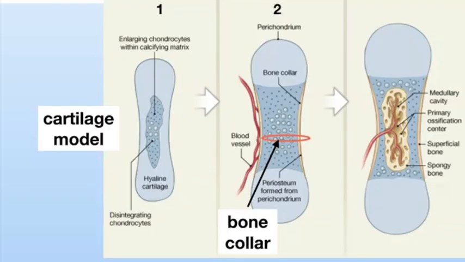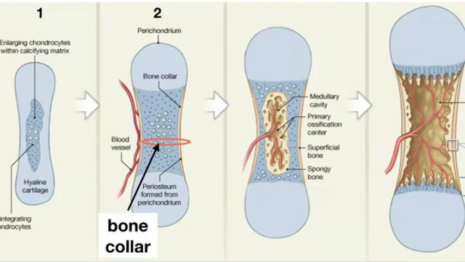1, as the cartilage model forms and enlarges, the matrix in the center of the shaft begins to calcify and the chondrocytes in the cartilage die. 2, the perichondrium differentiates into periosteum. Cells in the periosteum differentiate into osteoblasts, and then the osteoblasts form a thin layer of compact bone called a bone collar around the cartilage.